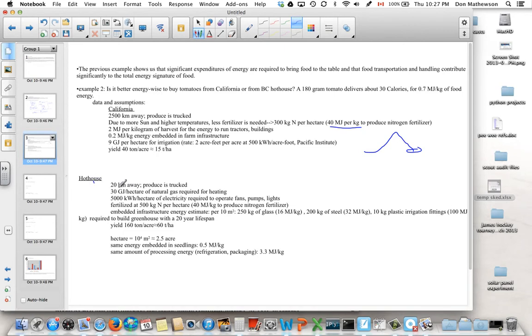Okay, so the hothouse, here's our model. It's close by, only 20 kilometers. Hothouses use considerable amounts of natural gas per heating.